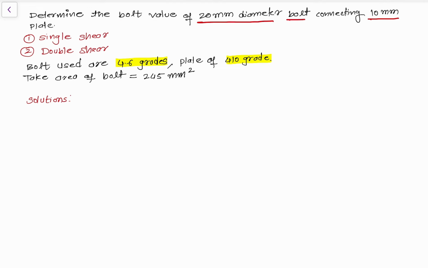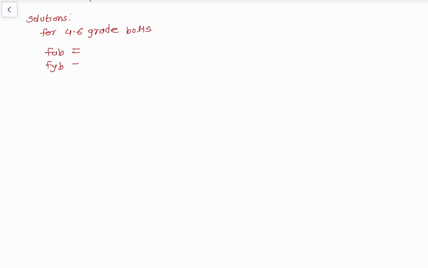First of all, what are the given values we have? Whenever you are solving a numerical, refer to what type of grade is provided to you. The numerical provides us a 4.6 grade. This is the information we have. So for 4.6 grade bolts, you need to calculate FUB and FYB. These two values you need to calculate.